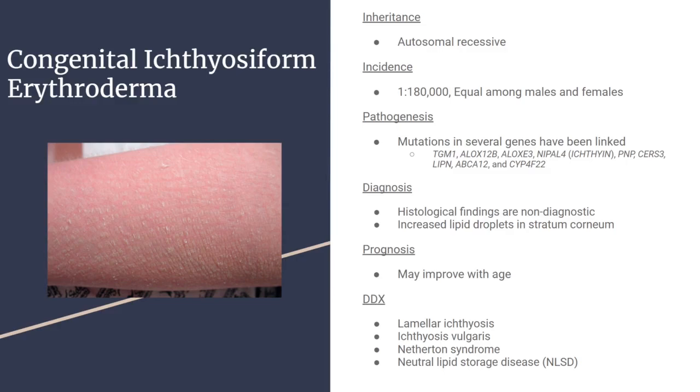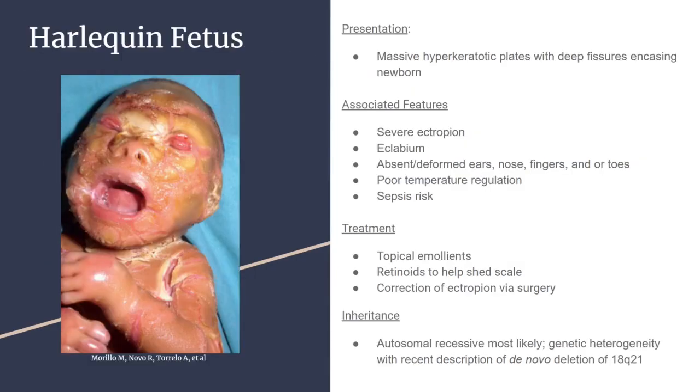Histologically, we'll know that really the findings aren't too descriptive. You might see some increased lipid droplets in the stratum corneum. This disease does tend to improve with age, which is very helpful.